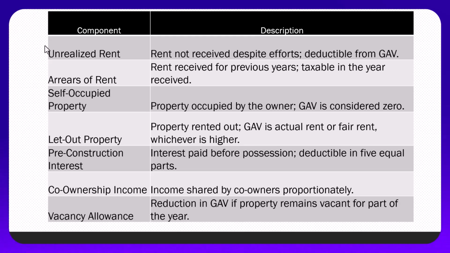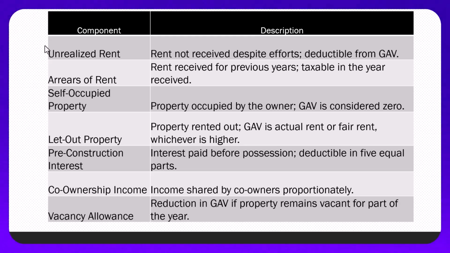Then let out property, rented out: GAV is the actual rent or fair rent, whichever is higher. Now, why it is written is that sometimes a person may say that I have given my house on rent. Please listen to me carefully. If I have given a house on rent, I am getting a lakh of rupees. But actually, that house can generate a rent of 2 lakh rupees. What I'll do, I'll just ask the tenant, pay me 1 lakh rupees in cash and 1 lakh rupees by cheque.